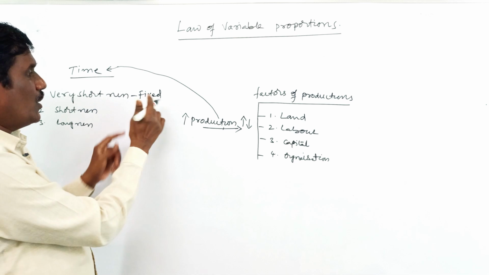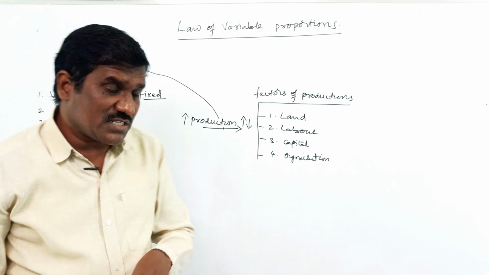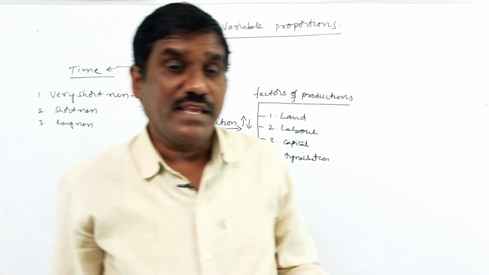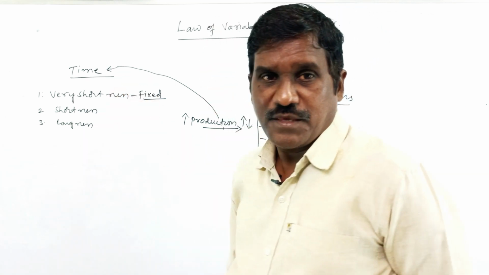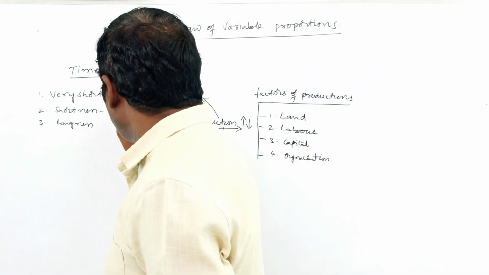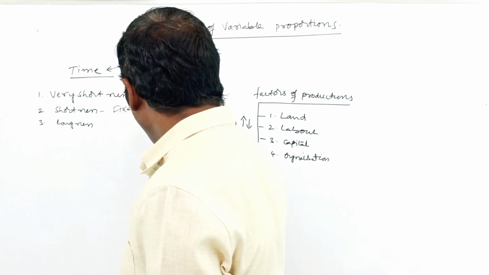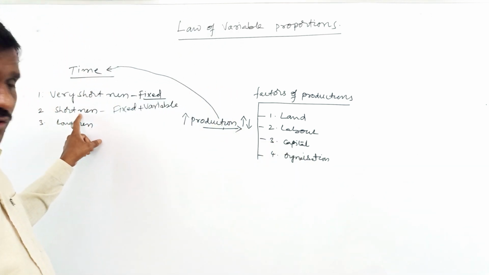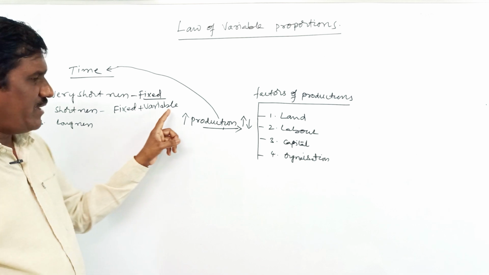Why? Because it's a little more time. So the factors are not supported. The factors not supported is called all factors are fixed. No factor is supported to increase the production. First one. Second, it is a short run. If you want to increase the production in the short run, few factors are fixed and few are variable. Try to understand. If you increase the production in the short run, few factors are fixed. See, few factors are fixed and few are variable.